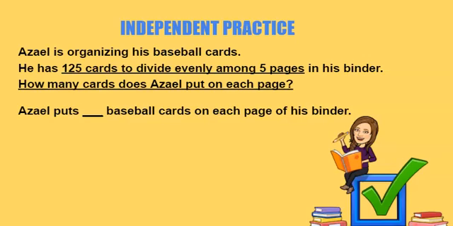Let's read that again. Azael is organizing his baseball cards. He has 125 cards to divide evenly among 5 pages in his binder. How many cards does Azael put on each page? Our answer will read, Azael puts a number of baseball cards on each page of his binder.